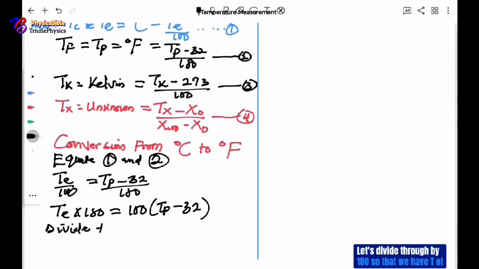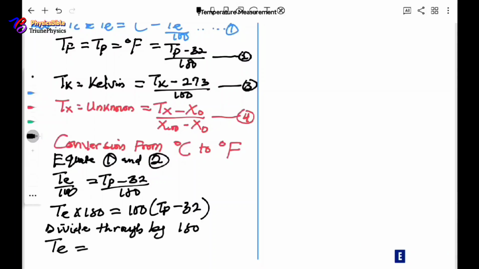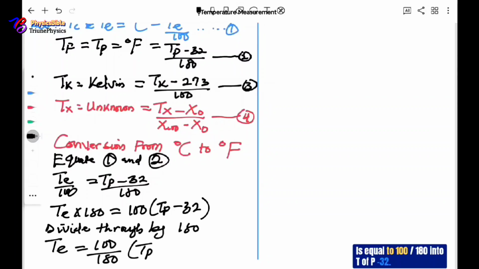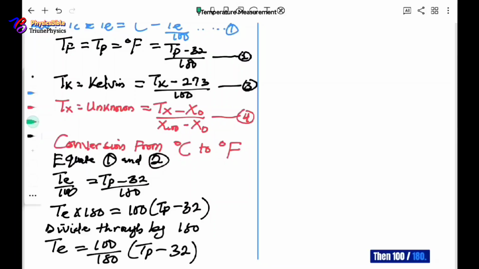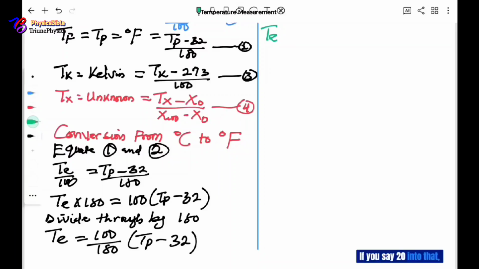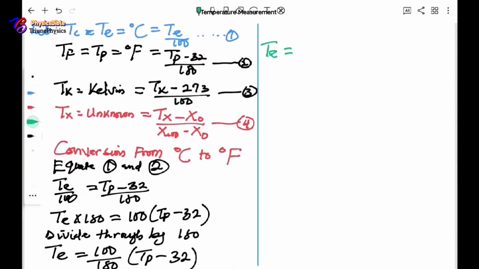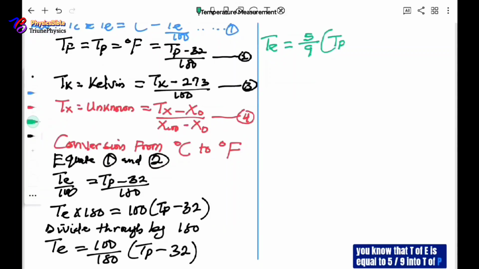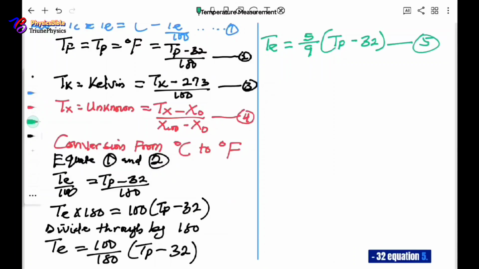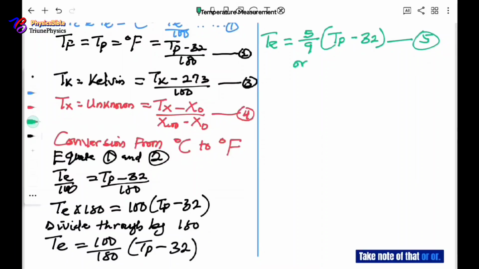Let's divide through by 180 so that we have T_E is equal to 100 over 180 into (T_P − 32). Is that clear? Then 100 divided by 180, if you say 20 into that, you know that T_E is equal to 5 over 9 into (T_P − 32). Equation 5. Take note of that.